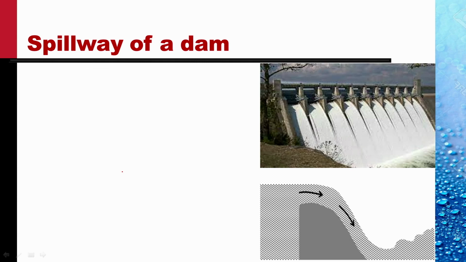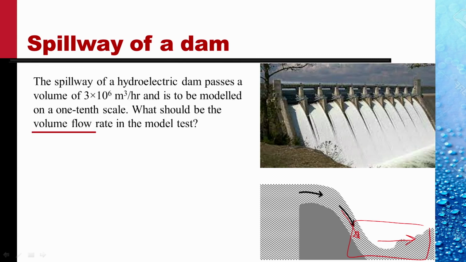Typically, this spillway looks like this. The water coming down the spillway accelerates very much, and so this portion has to be designed so that there is a hydraulic jump in which the fluid slows down and the level of water rises in the channel. The spillway of a hydroelectric dam passes a volume of 3 times 10 to the power 6 meter cube per hour and is to be modeled on a 1/10 scale. What should be the volume flow rate in the model test?